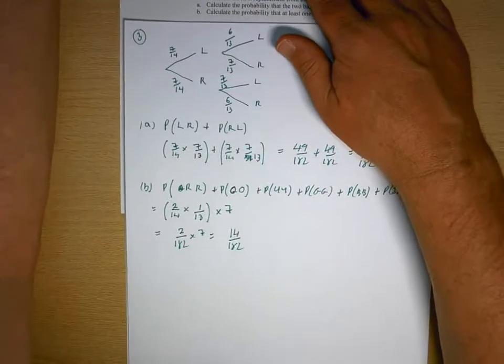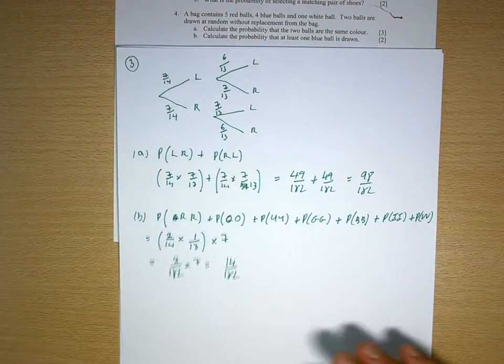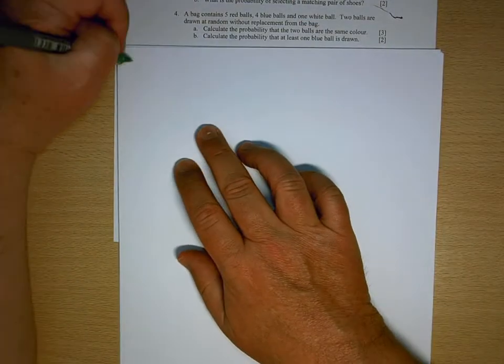Question 4. A bag contains 5 red, 4 blue and 1 white. 2 balls are drawn at random without replacement from the bag. Calculate the probability that the 2 balls are the same colour.